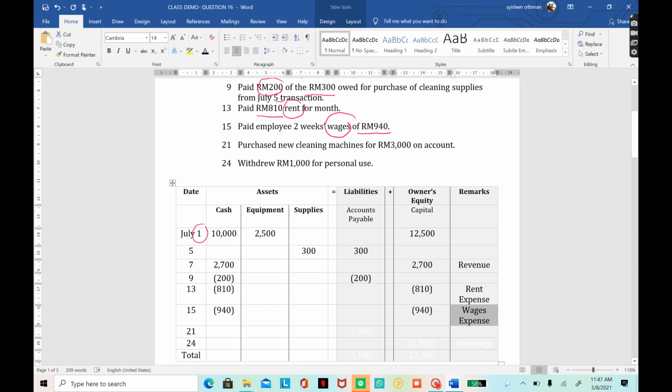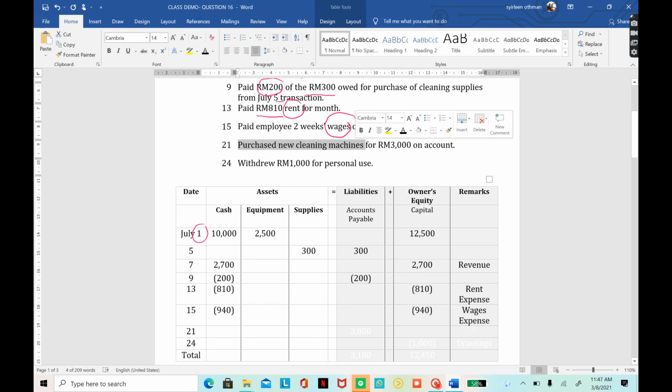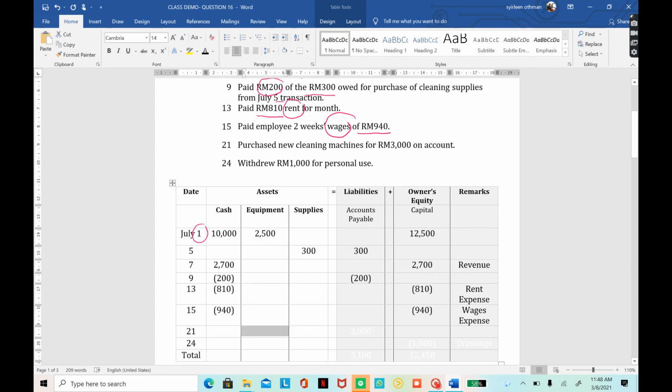Next, on the 21st of July, he purchased a new cleaning machine. So this is an asset, with the amount of 3,000 ringgit, but it is on account. So on 21st of July, we will add 3,000 ringgit to the equipment column, but since the payment hasn't been made, that 3,000 ringgit will be added into your accounts payable.